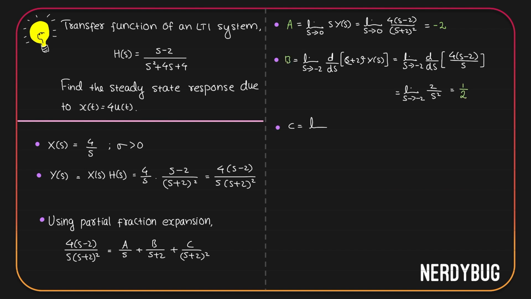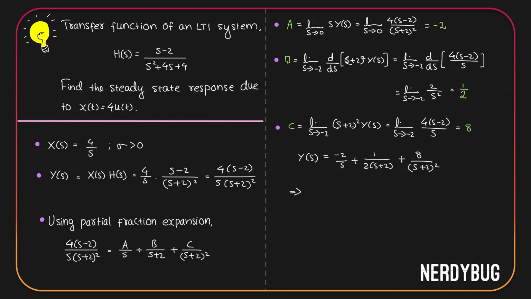Now we want c. C is limit s tends to, the pole corresponding to c is minus 2, s plus 2 whole square multiplied by y of s. That is limit s tends to minus 2, 4 into s minus 2 divided by s. Let us give the value s equal to minus 2. So we get 16. C is equal to 16. Using all of this, we get y of s is minus 2 by s plus 2 times 1 by s plus 2 plus 16 divided by s plus 2 whole square.